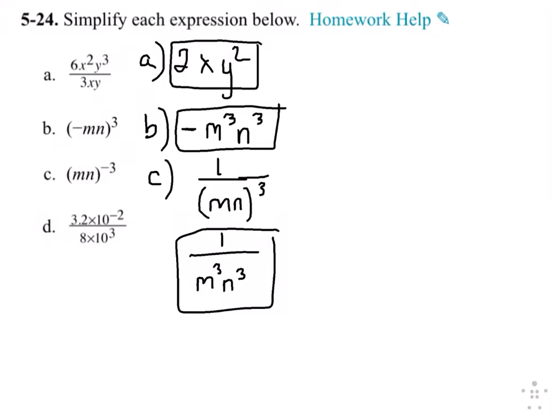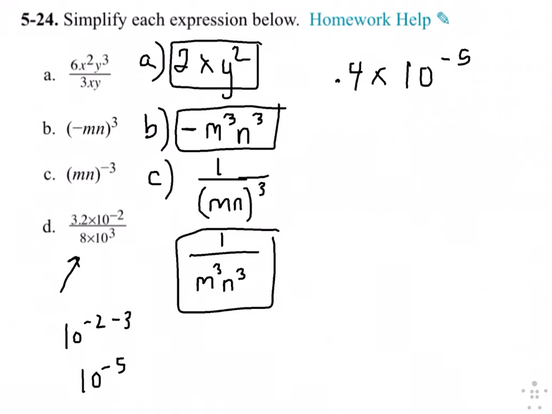And then D, this is one where I am assuming that what they want is the answer in scientific notation. So 3.2 divided by 8 is 0.4, right? 10 to the negative 2 divided by 10 to the third, it's negative 2, so that would be, if I do it here, 10 to the negative 2 minus 3, so that's 10 to the negative fifth, right? Times 10 to the negative fifth.